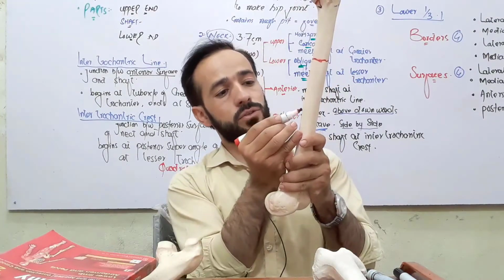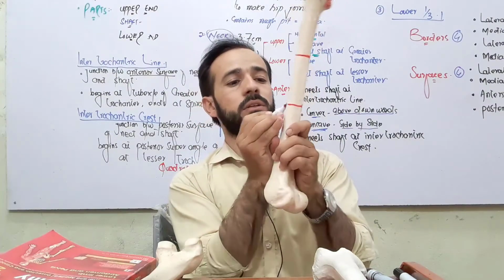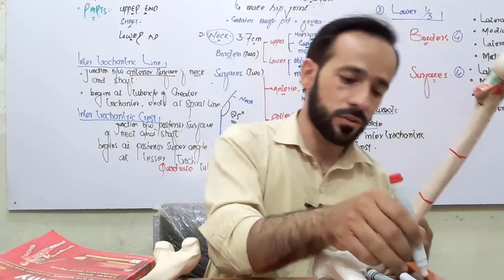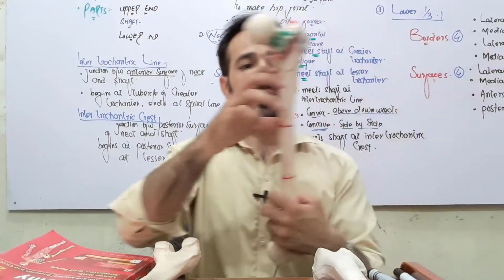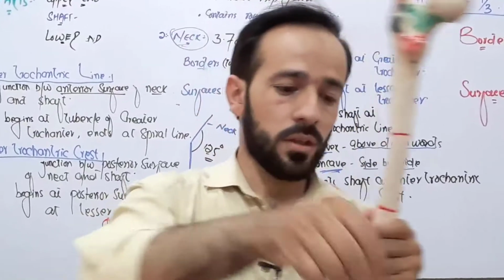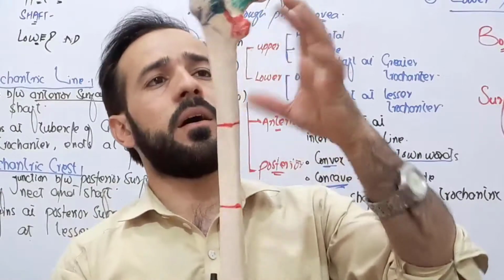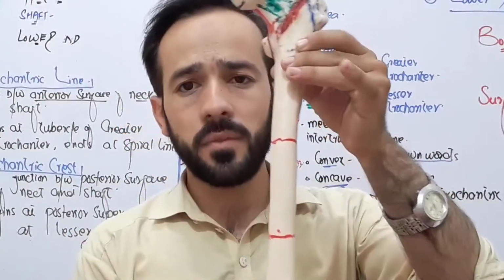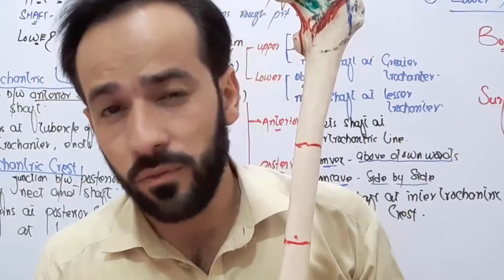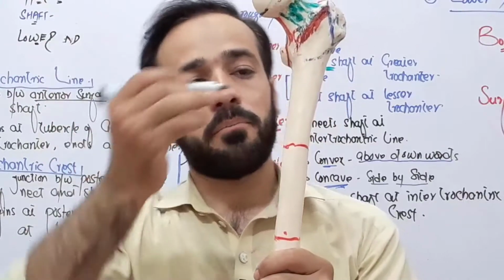It is divided into three parts: the upper 1/3, the middle 1/3, and the lower 1/3. Different features are present in different regions of it. First of all, let us discuss the upper 1/3 of this shaft of the femur bone. I will use different colors to show you all these important things. The upper 1/3 of the shaft of the femur has four surfaces and four borders. What are those? Let me show you these borders with this black color.